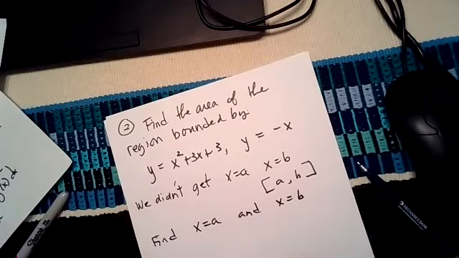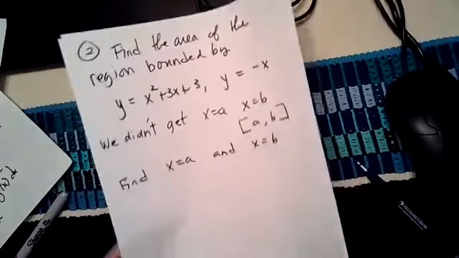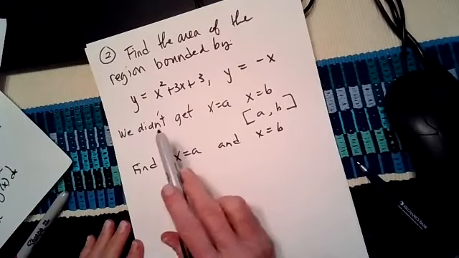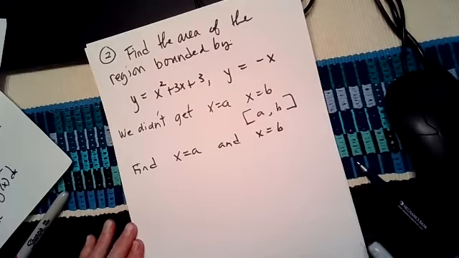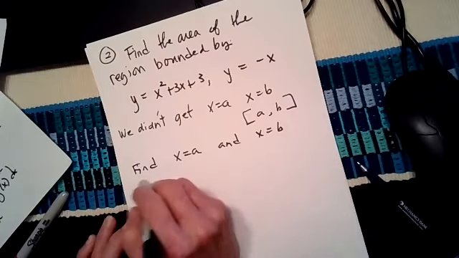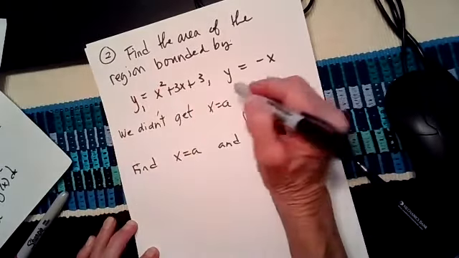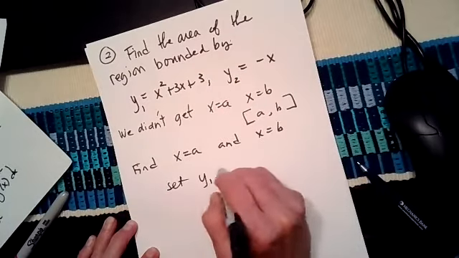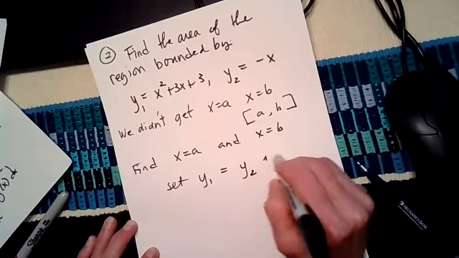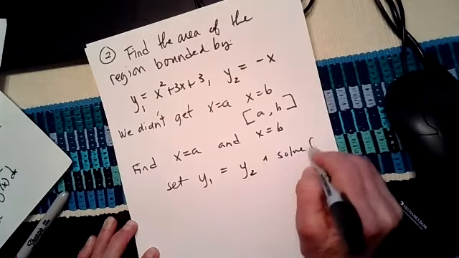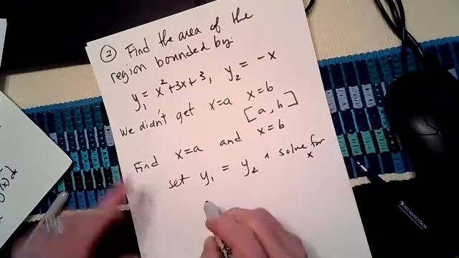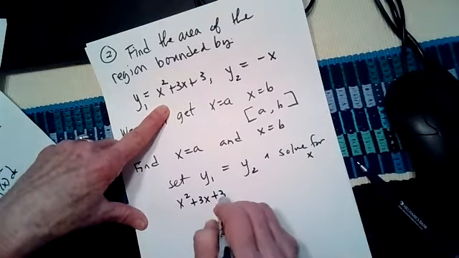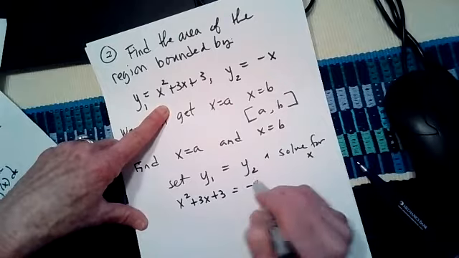Okay, so how do we do that? Without graphing it, those are going to be our points of intersection. So we're going to set our functions equal to each other and solve for x. So let's call this y1 and this one y2. We're just going to set y1 equal to y2 and solve for x. And we've got to get 2 of them because we need 2. So x squared plus 3x plus 3 is equal to negative x.